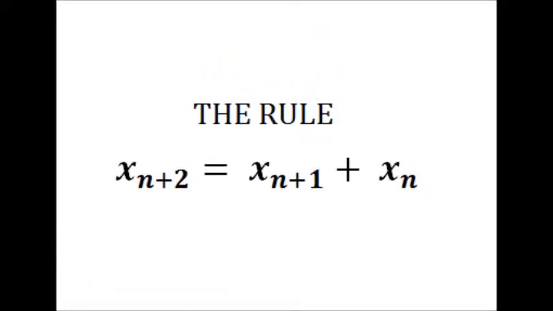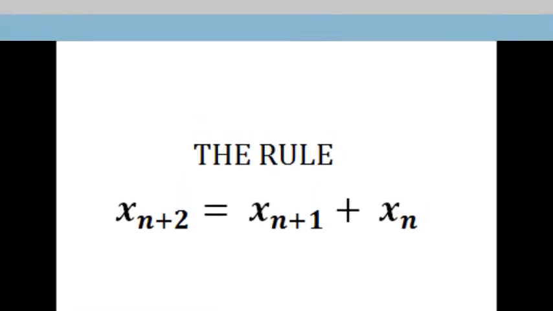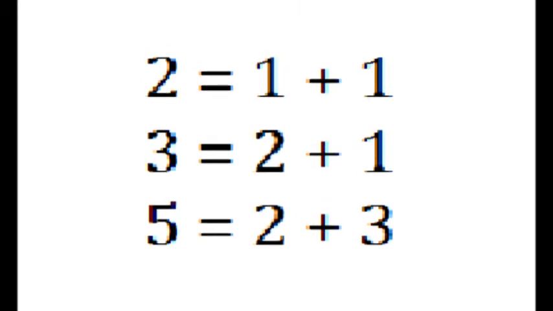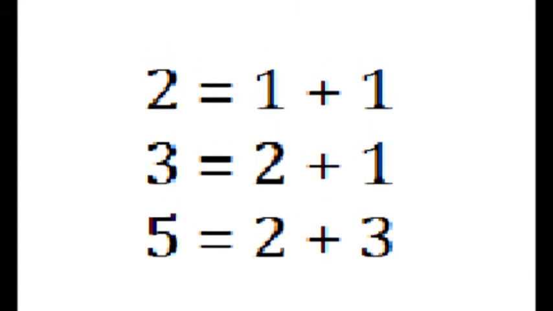The rule means that the next term of the sequence is the sum of the 2 last terms. For example, 2 is the sum of 1 and 1, 3 is the sum of 2 and 1, 5 is the sum of 2 and 3.